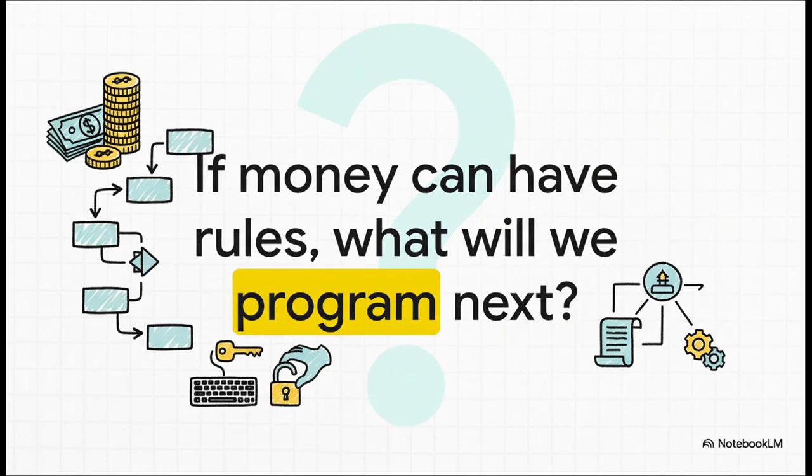And this all brings us to a really fascinating final thought. You know, Bitcoin Script gave us our very first taste of what truly programmable money could be. It showed us that value doesn't just have to be passed around, it can be programmed with all sorts of conditions and logic. So the big question this technology leaves us with is this: if money can have rules, what are we going to program it to do next?